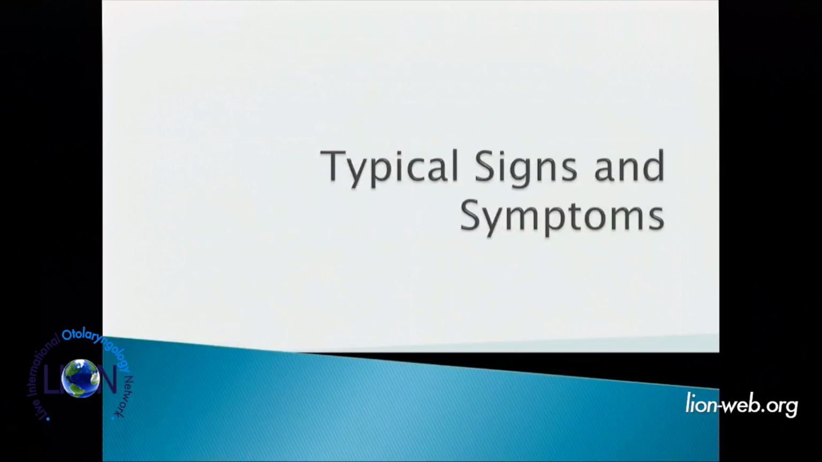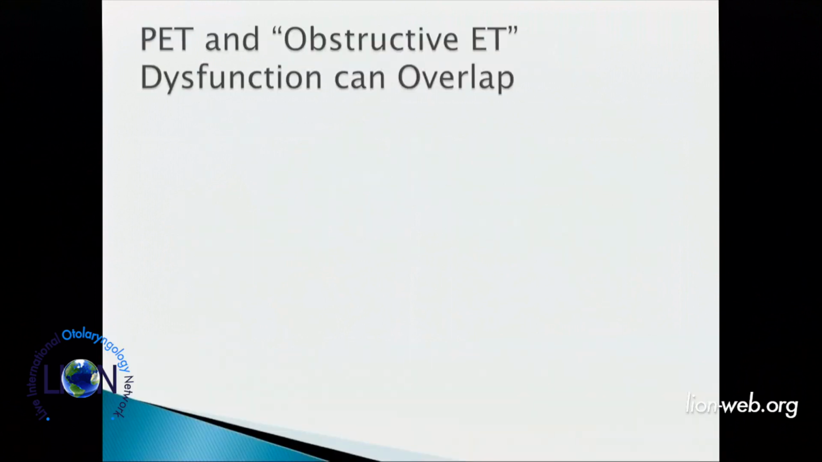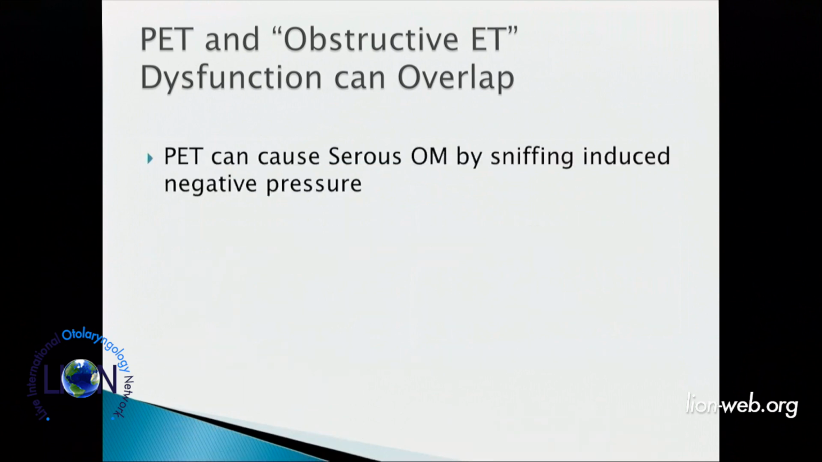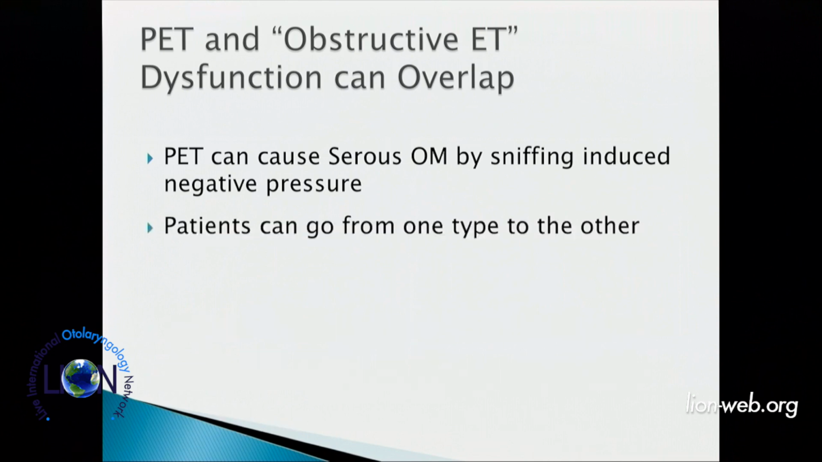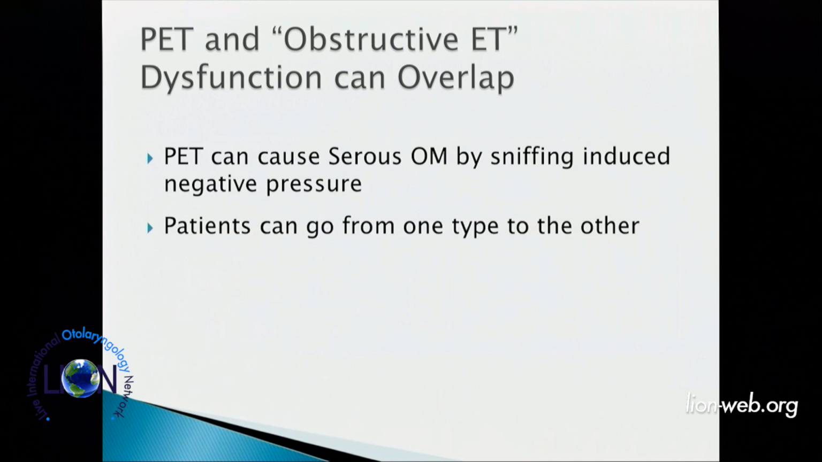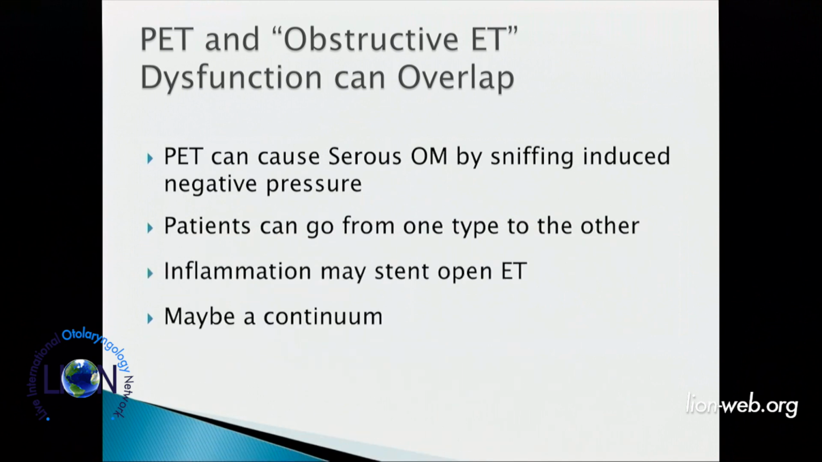So, typical signs and symptoms of patulous eustachian tube. There's an overlap, as I say. I'm going to tell you that patulous eustachian tube can cause serious otitis media by sniffing-induced negative pressure. We'll talk about that. Patients can go from one type to the other. They can go from hypofunction, I don't know why it keeps moving, to patulousness, and inflammation can stent the eustachian tube open. We see them going back and forth. It may be a continuum.